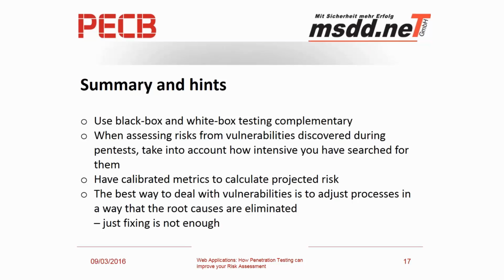To sum this up, I've put here the major insights from the study into a list. The hints are: use blackbox and whitebox testing complementarily. When assessing risk from vulnerabilities discovered during pen tests, take into account how intensively you have searched for them. That means take into account the number of testers you have hired and their skill level. Have a calibrated matrix to calculate projected risk. So know how good the numbers are that you are getting from the testers.